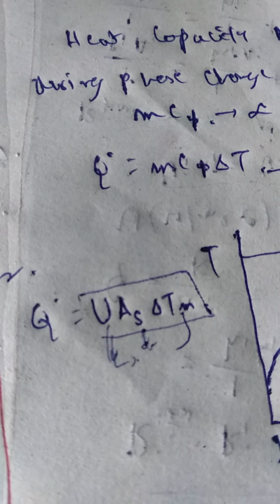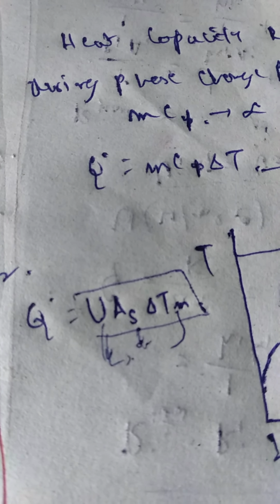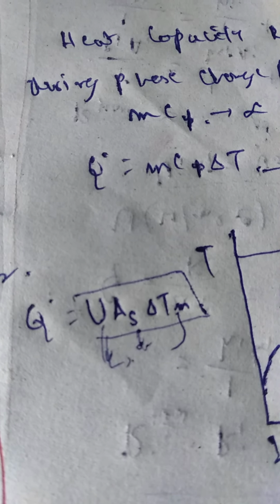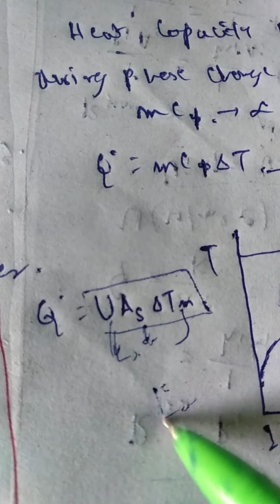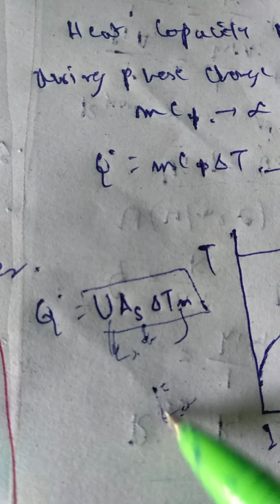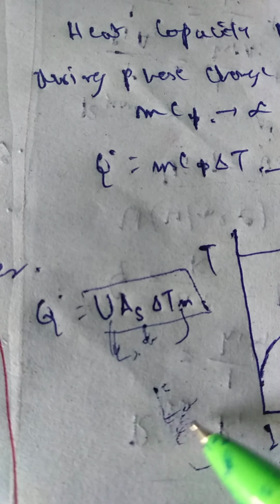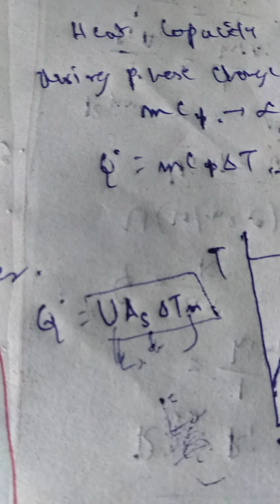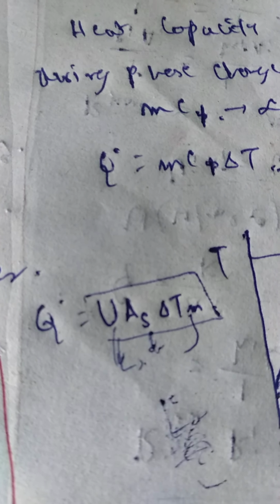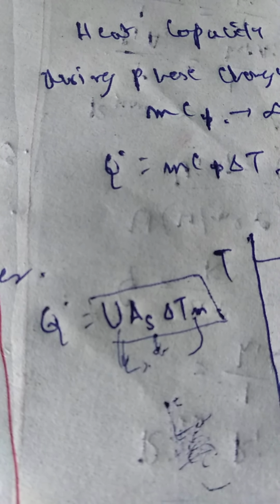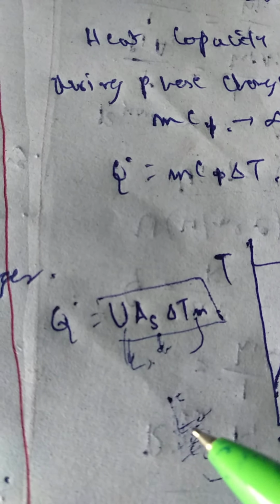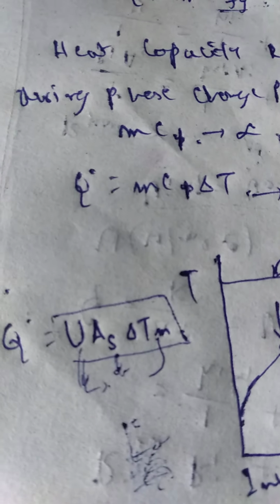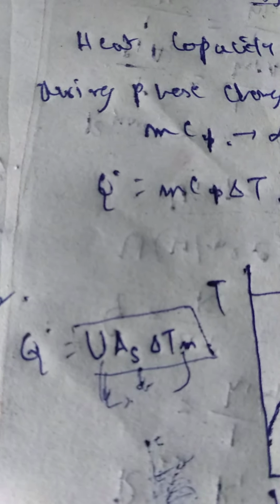So this mean temperature difference between the two fluids is logarithmic, and we will see this in the next discussion. We will see how to determine this delta T, this average value of the temperature difference between the fluids. Now we will determine this value of delta Tm, which I will discuss now.